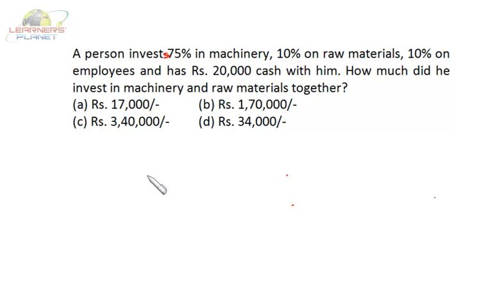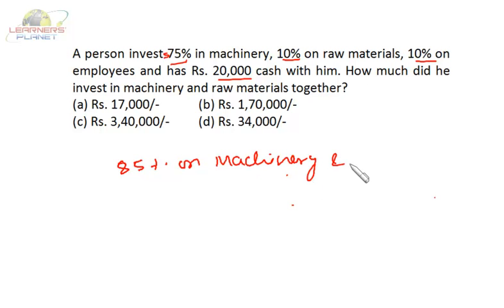Now let's see this question. A person invests 75% in machinery, 10% on raw material, 10% on employees, and he has rupees 20,000 cash with him. How much did he invest in machinery and raw material together? He is investing 75 plus 10, that is 85% on machinery and raw material, which we have to calculate.